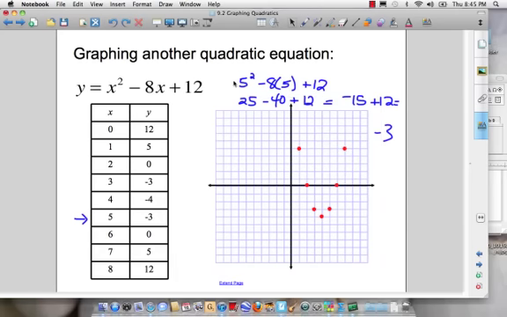So that's what they look like. And then I can go ahead again and connect those with this familiar shape called a parabola. Okay, so let's think a little bit about this parabola.